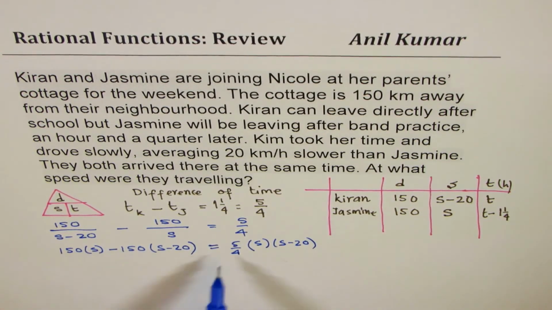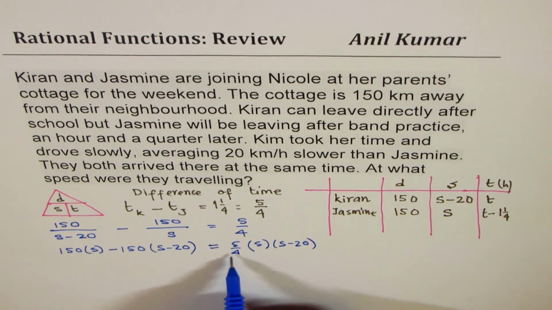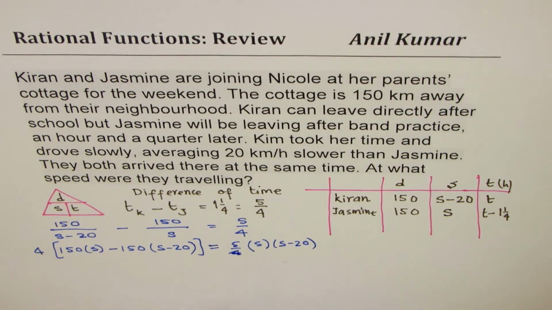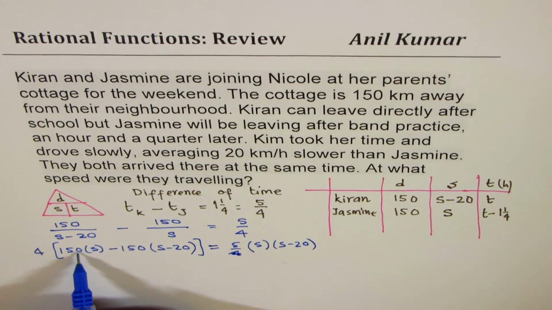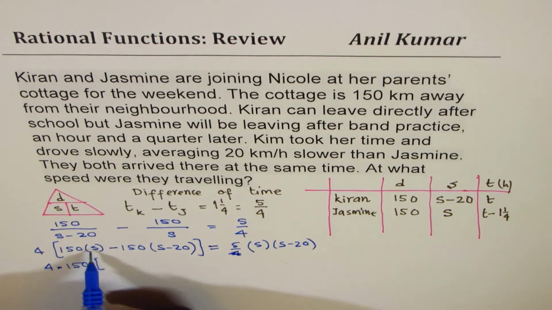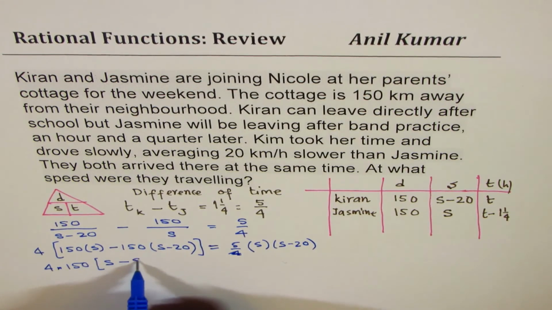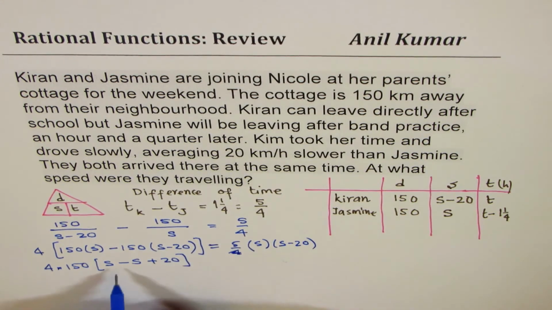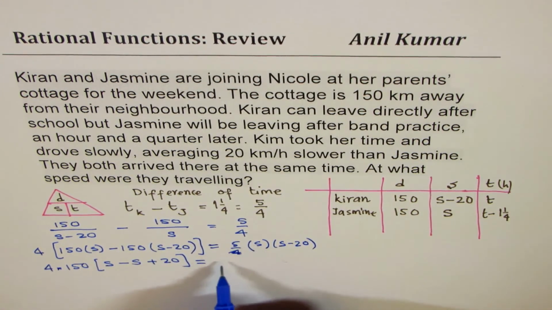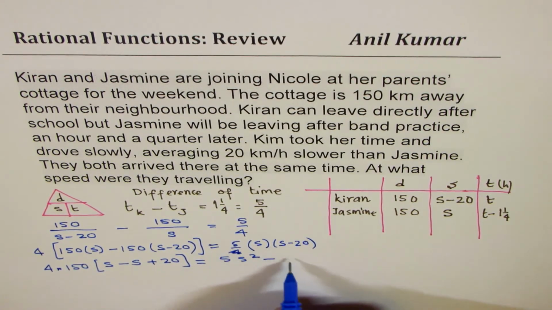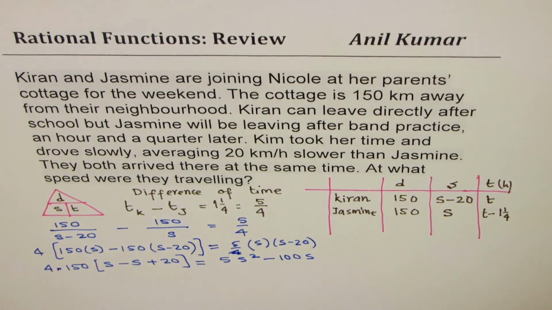So what you can do now is solve. Of course, I should take 4 on this side. So we'll do it like this. Is that okay? In fact, to solve it, I could take 150 also out. So I'll take 4 times 150 out, and I'll write S minus S, S minus S, and that becomes plus 20. Does that make sense to you? Equals, and I'll open this bracket, which is 5S square minus 100S. Correct. So I've done a few steps and mixed them up.